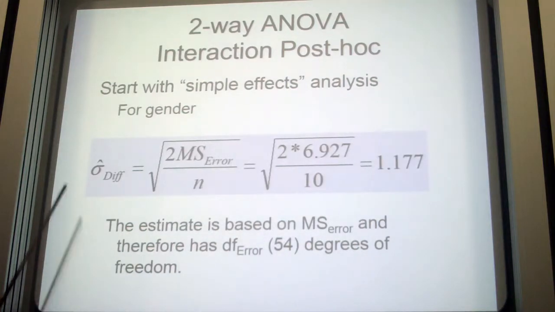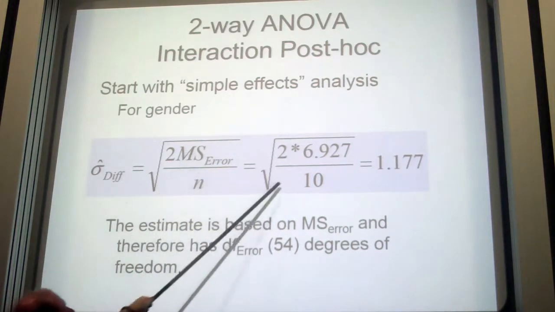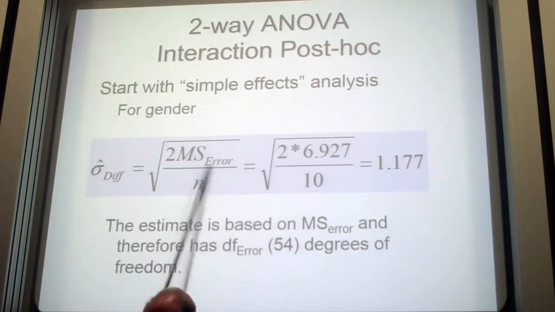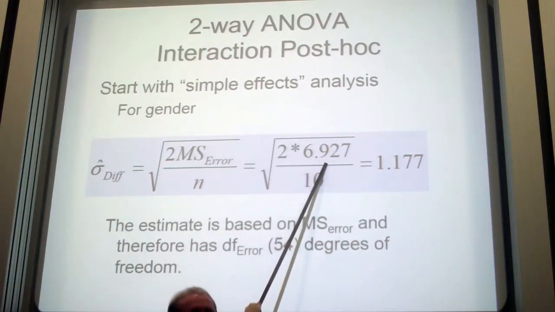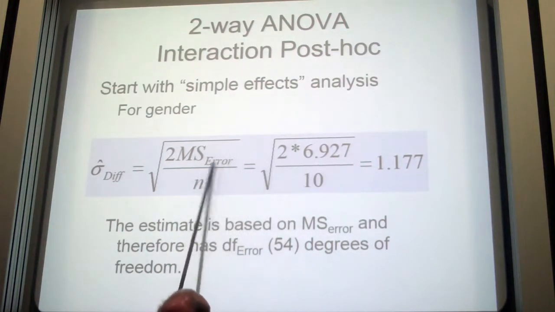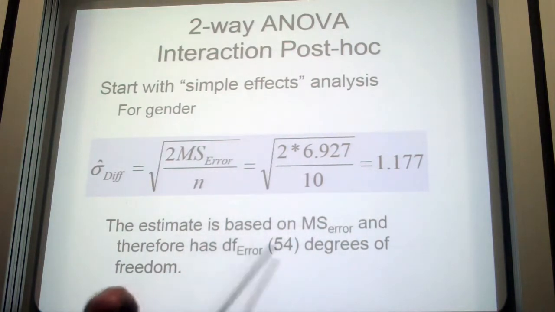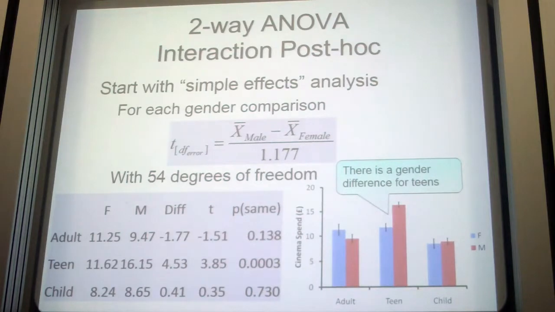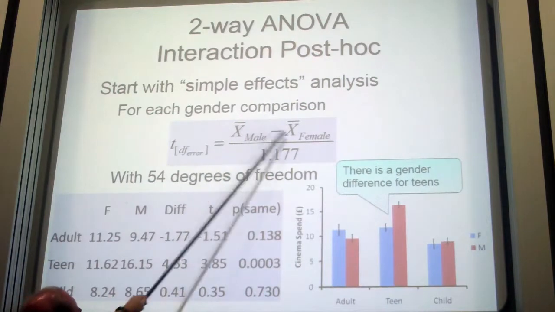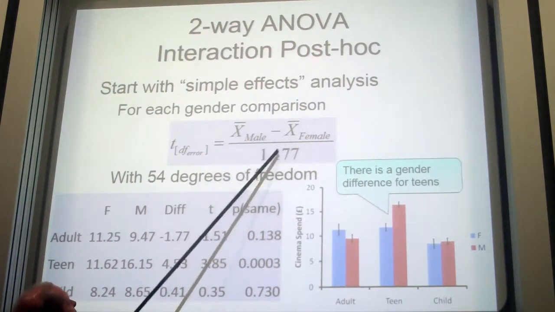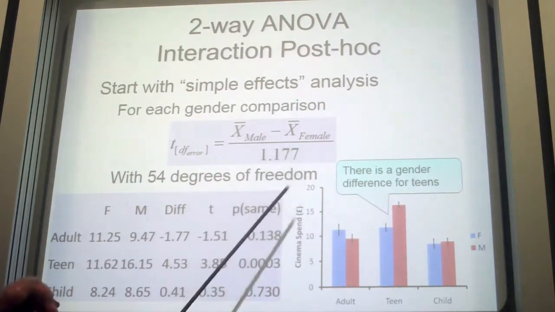And then we can say for gender, our estimate of the standard deviation of the difference is this. This value, the mean square error, comes from that F table and is just the error term associated with gender. So it's 2 times that divided by 10 and has 54 degrees of freedom. So we calculate our t value as the difference for each group, as the male minus female, we could do female minus male, divided by that standard deviation.